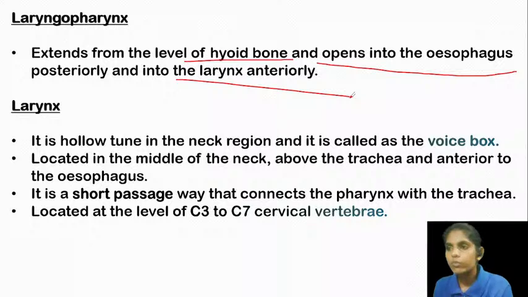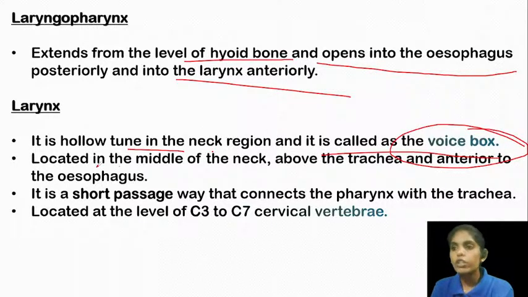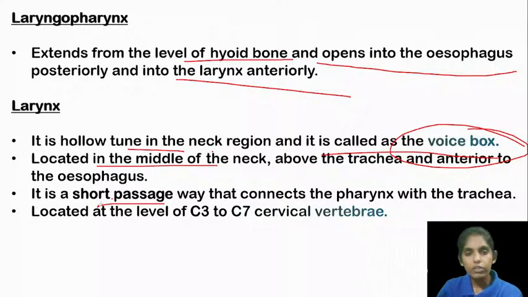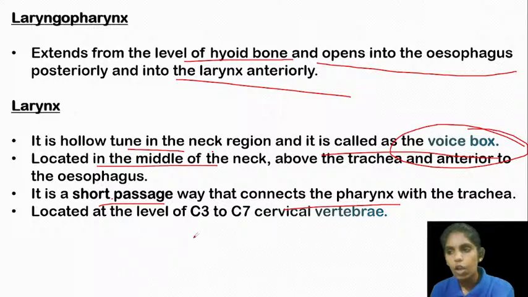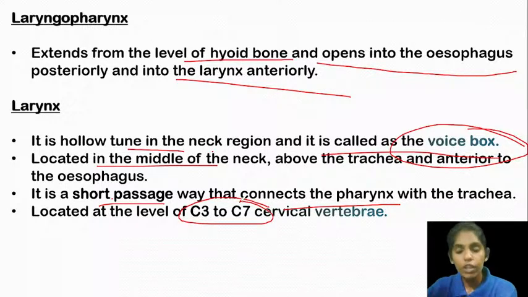Now coming to the larynx. If we talk about the digestive system, we will discuss the esophagus next. But here, as we are talking about the respiratory system, we will go with the larynx. This larynx is a hollow tube in the neck region, and it is also called the voice box. It is located in the middle, anterior to the esophagus. It is a short passage. Compared to the pharynx, the larynx is a short passage, and it connects the pharynx with the trachea, located at the level of the third cervical vertebra to the seventh cervical vertebra.